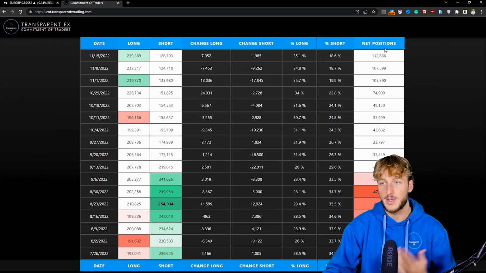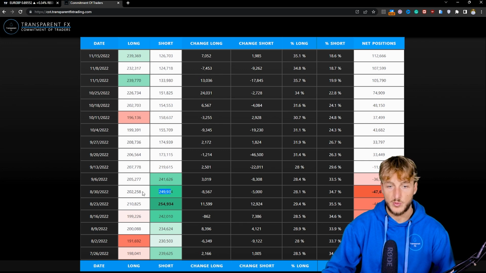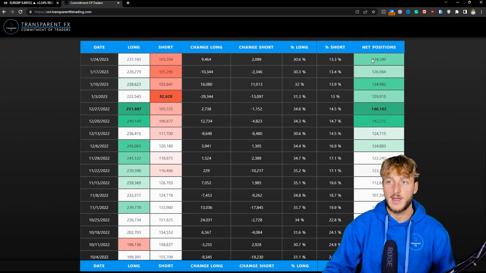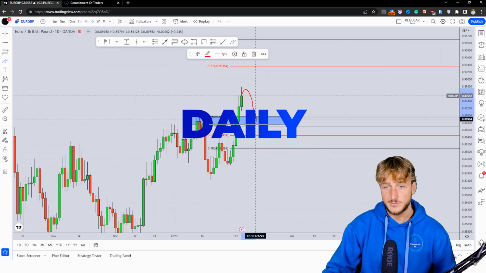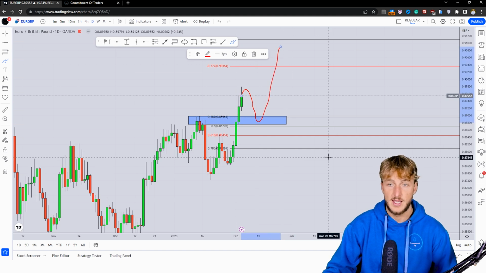Now, in the long term, the increase is huge. So in the long term, euro is very bullish. We went from minus 47k net positions with way more shorts than longs to now having plus 134k net positions with more longs than shorts. However, in the short term, we're starting to see a decrease, meaning that at least in the short term, there is the possibility to see some short-term weakness before then continuing to see strength.